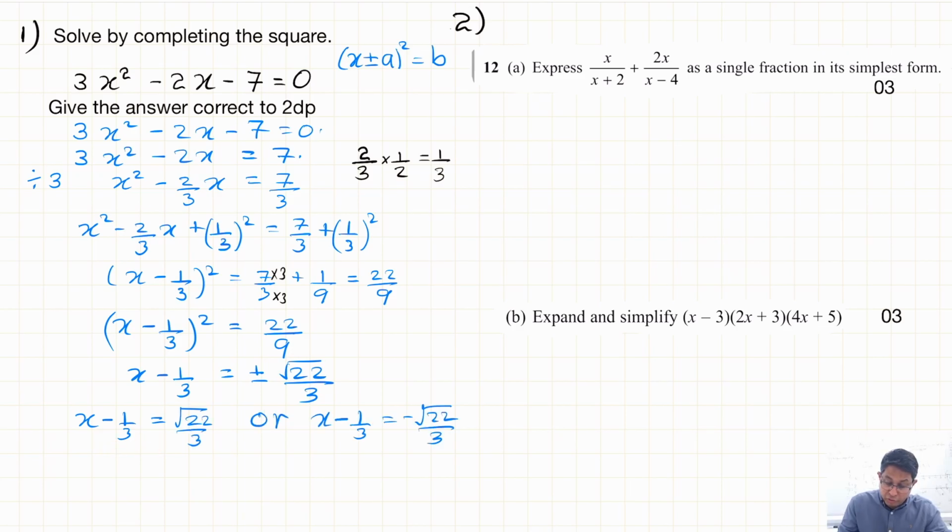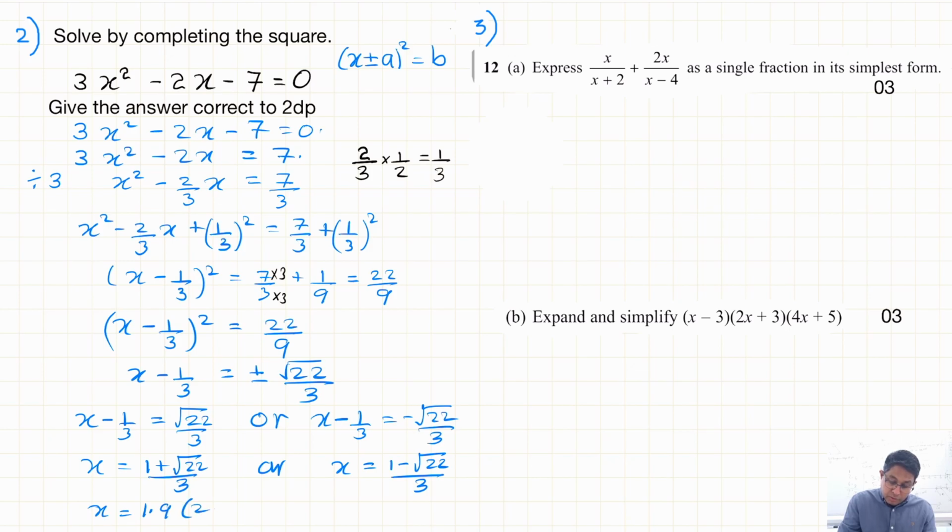You can solve these two linear equations now. x equal to 1 plus square root 22 over 3, or this one gives you x equal to 1 minus square root 22 over 3. You can use the calculator to find these two values and give the answer correct to two decimal places. Here you would get x equal to 1.9 correct to two decimal places. And the other solution you would get is minus 1.23 correct to two decimal places.